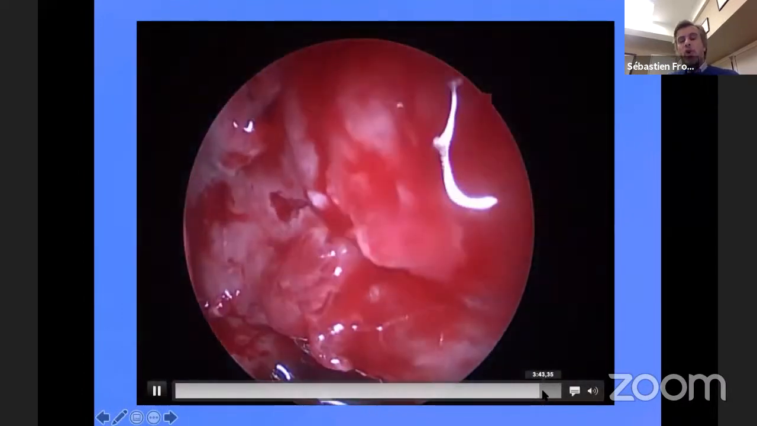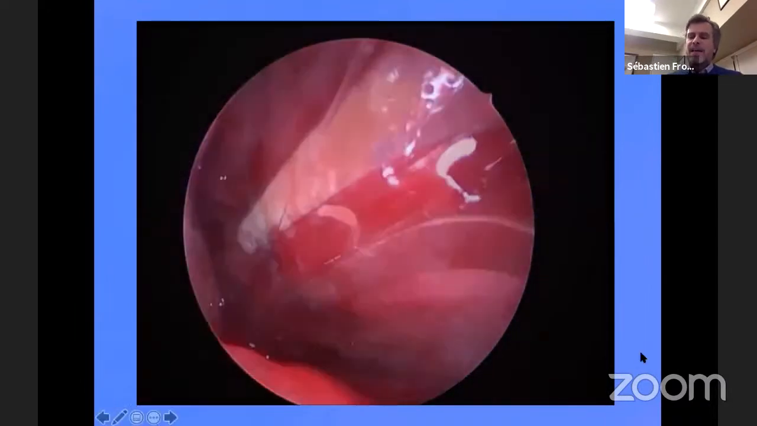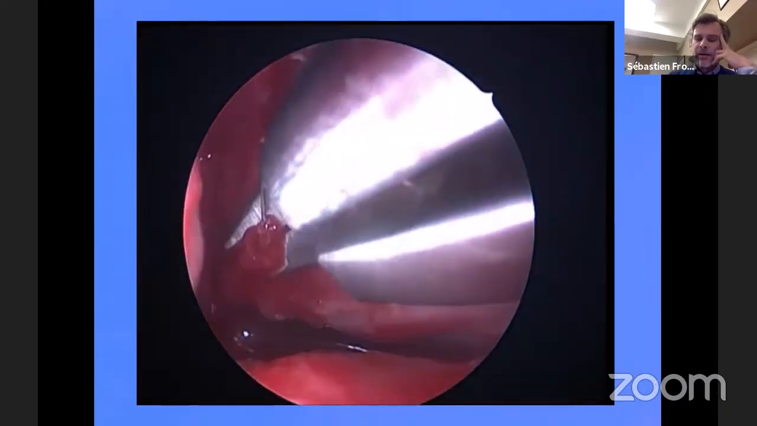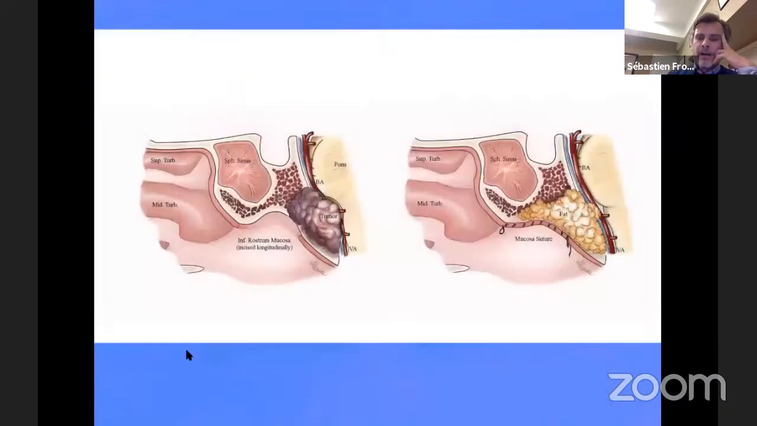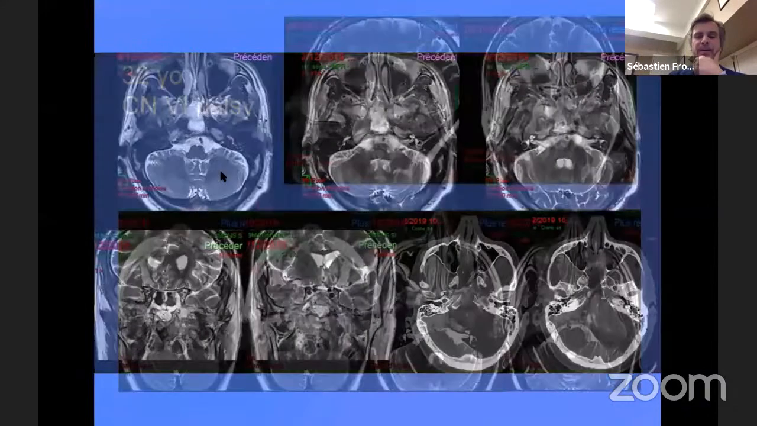Until now, I had no infection. I probably did between 10 and 15 cases like those. I had no infection of the fat until now. So this is a cartoon showing the technique: removal of the tumor, putting fat, and stitching. This is a post-operative MRI. What's nice is to look at the endonasal anatomy that is exactly the same as preoperatively.